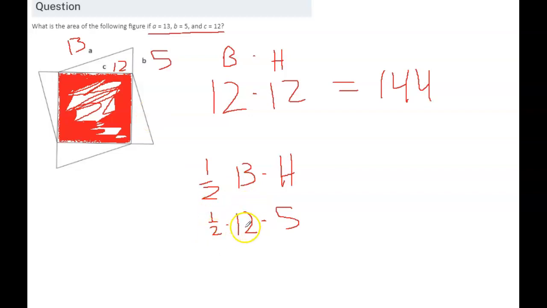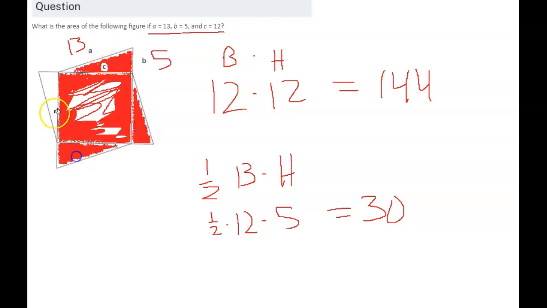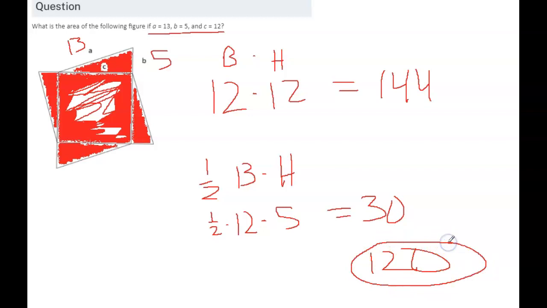We're going to have 1/2 times 12, which is 6, times 5, which is 30. So each triangle is 30. Well, there's 4 of them. 1, 2, 3, 4. So I need to take that 30, multiply it by 4. That would be 120. The 4 triangles are 120.